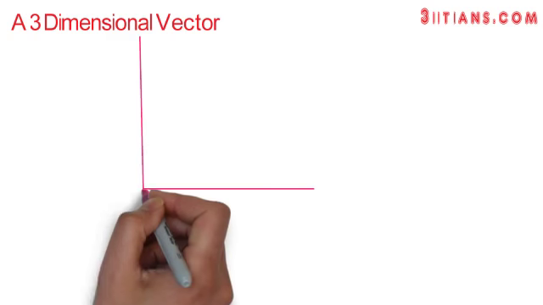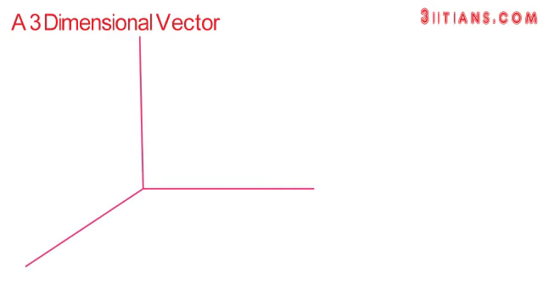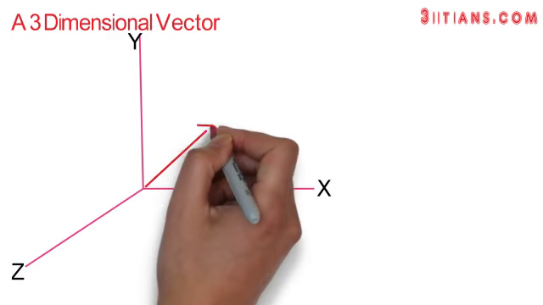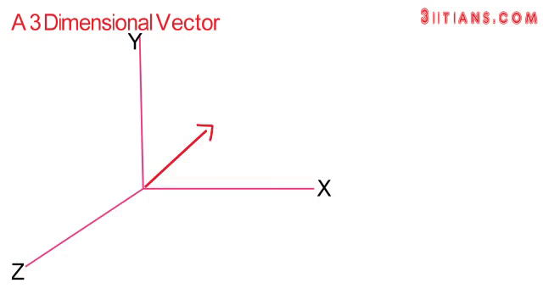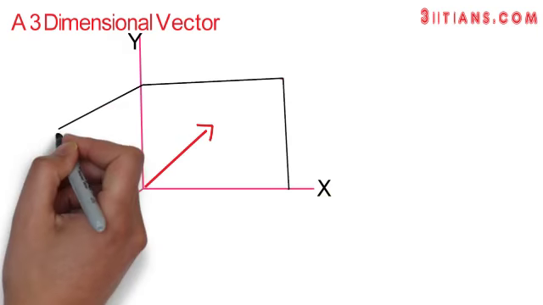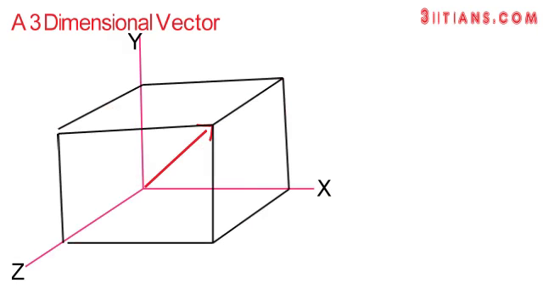So first of all, let us draw the x, y and z axis. So these are the x, y and z axis, and this is our vector A, which is three-dimensional. To give a three-dimensional perspective, I will draw this box. One end of the box is at the origin where the tail of the vector is, and the other end of the box is at the head of the vector.